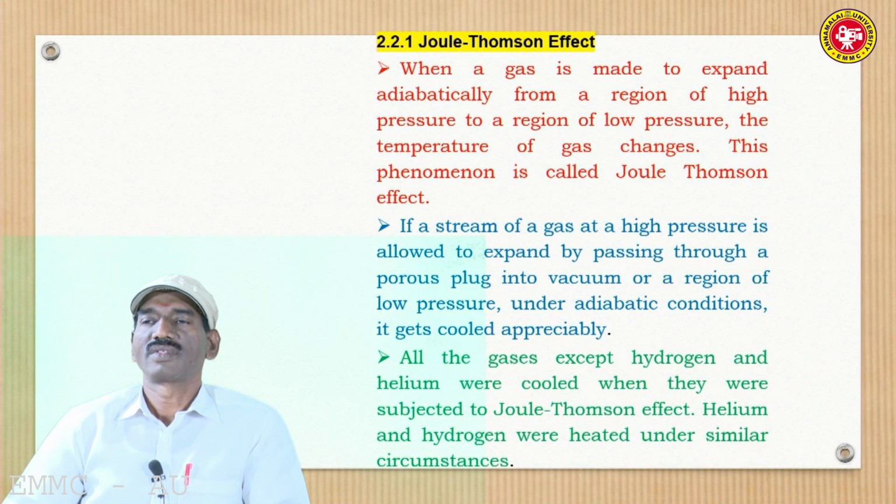Joule-Thomson effect. This famous effect in physical chemistry: when a gas is made to expand adiabatically from a region of high pressure to a region of low pressure, the temperature of the gas changes. This phenomenon is called the Joule-Thomson effect. If a stream of gas at high pressure is allowed to expand by passing through a porous plug into vacuum or a region of low pressure under adiabatic conditions, it gets cooled appreciably.